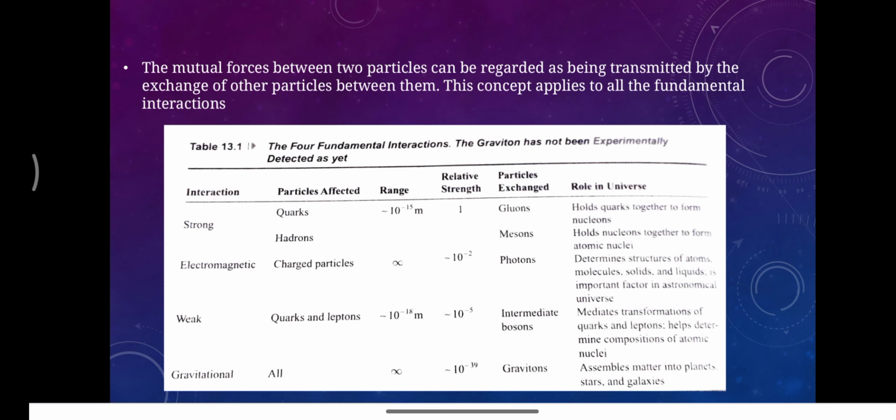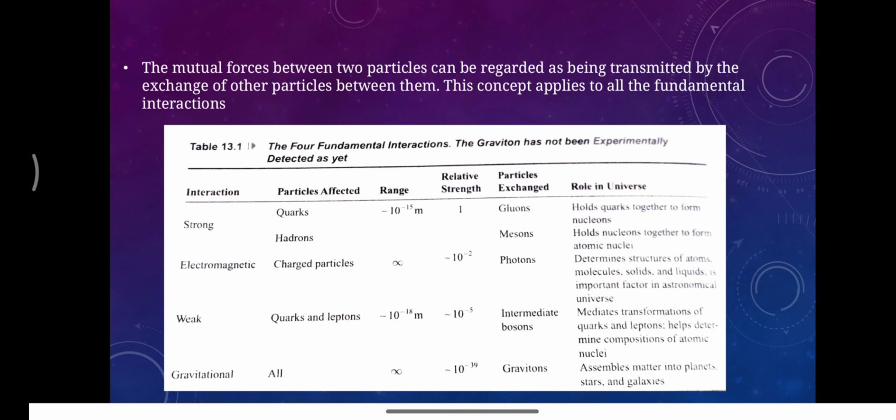The next interaction is the electromagnetic interaction. The particle affected is charged particles, which have a range of infinity and a very low relative strength of about 10 raised to minus 2, and the particle exchanged will be photons.